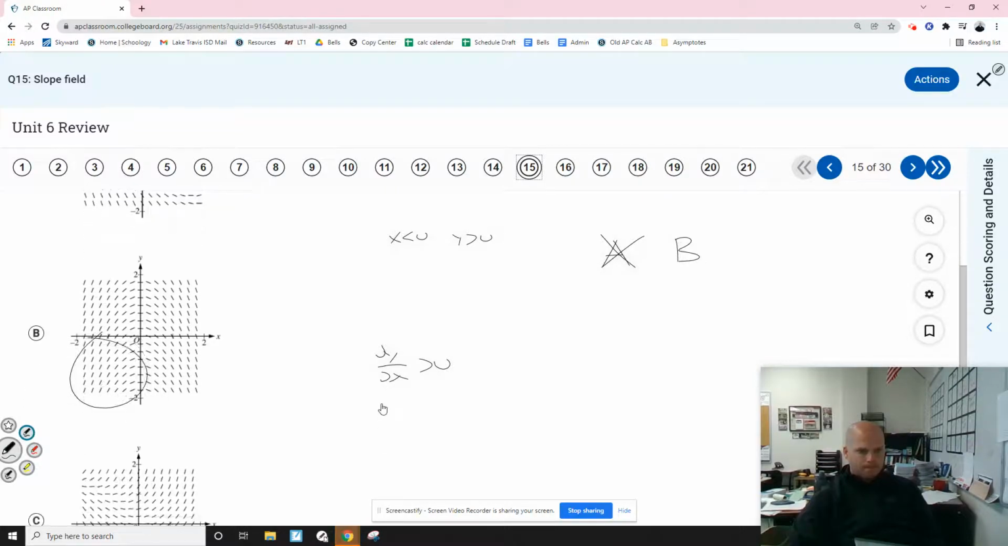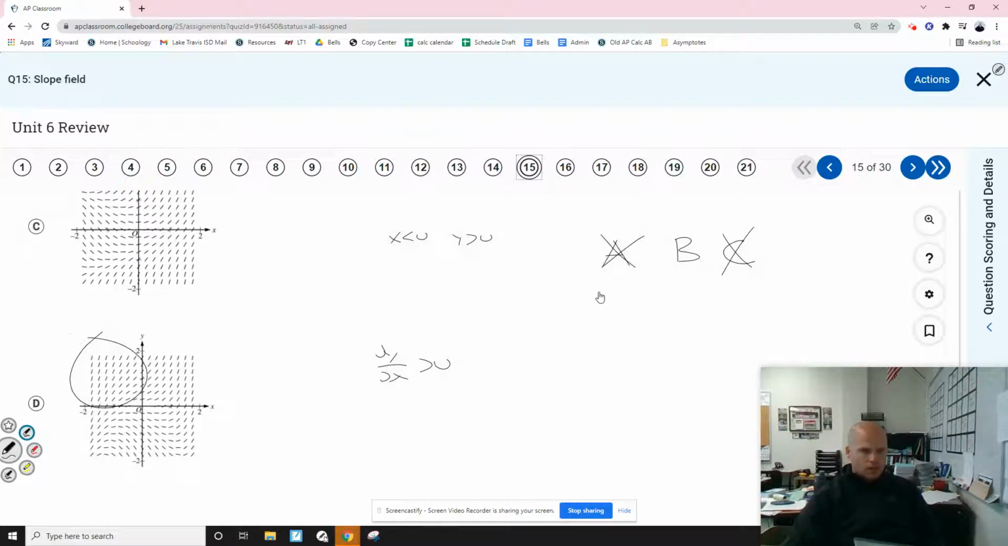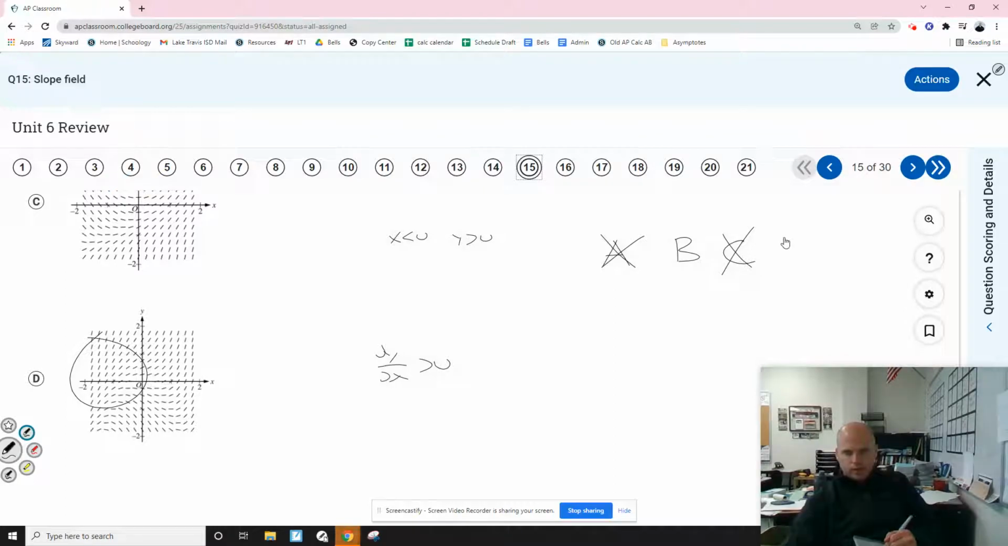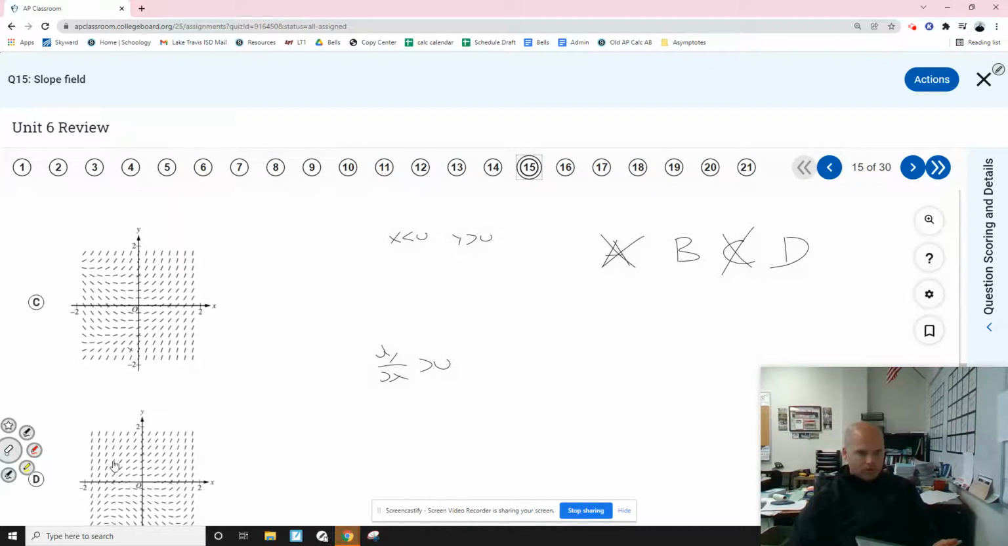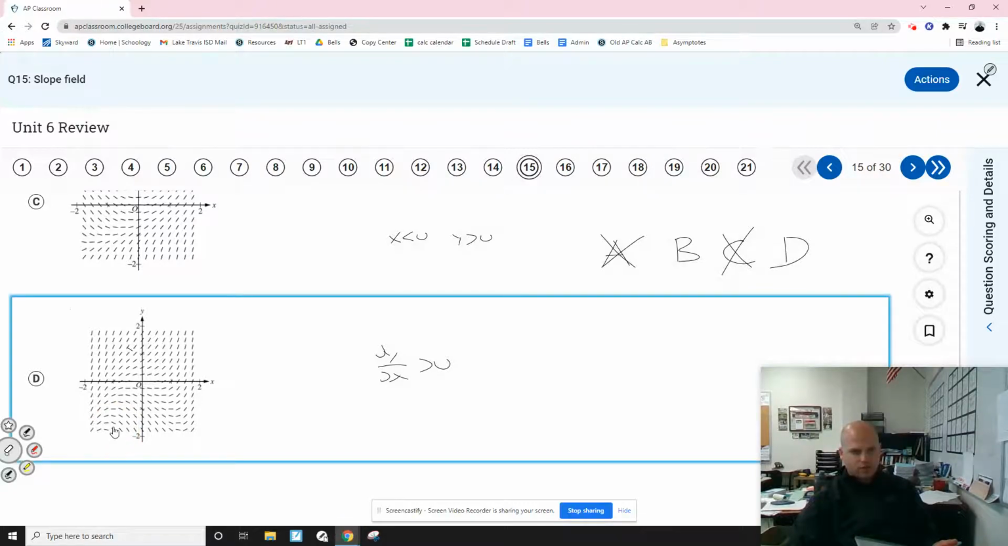C, I got some negative slopes and positive slopes. C's gone. D, positive slopes. D's good. All right. So I'm between B and D. What do I see that's different about B and D? These are all positive in the second quadrant. These are some positive and negative. This is the third quadrant I'm talking about.